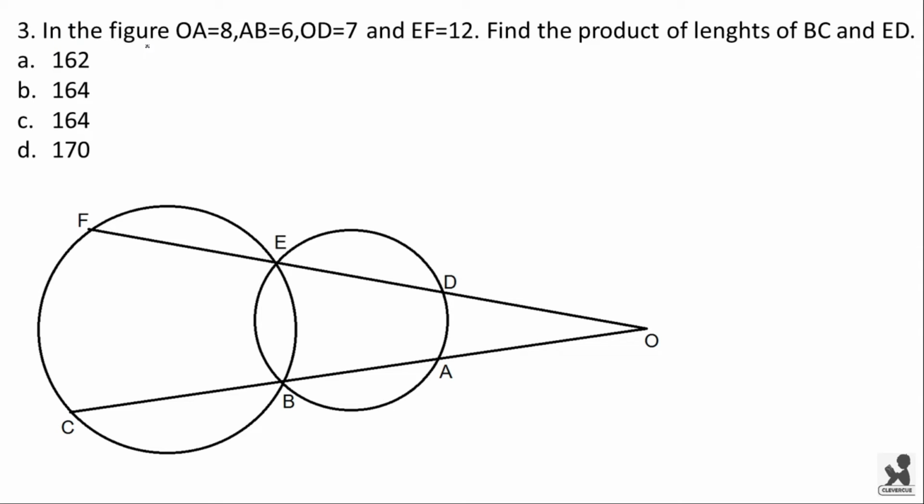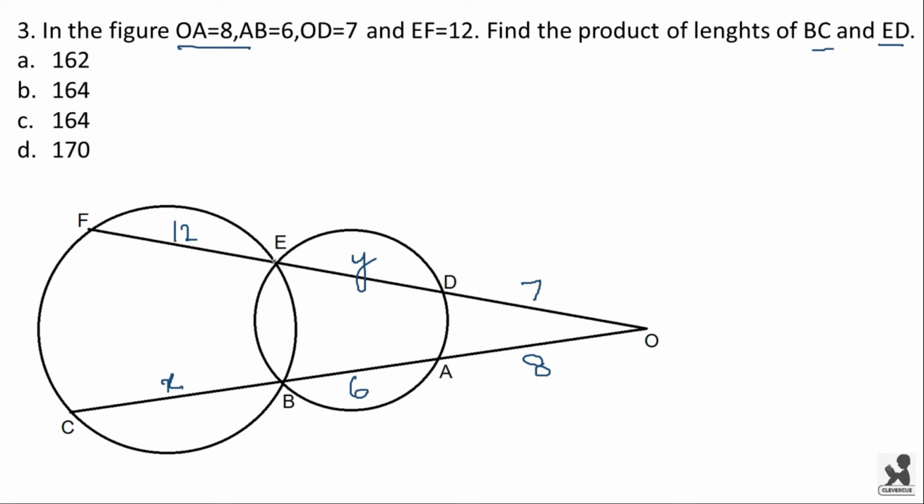Third question. In the figure, OA is given 8, AB is given 6, OD is given 7, and the length of EF is given 12. Now we should find the product of lengths BC and ED. So this is BC and this is ED. Let us name this length as X and let this length be Y.